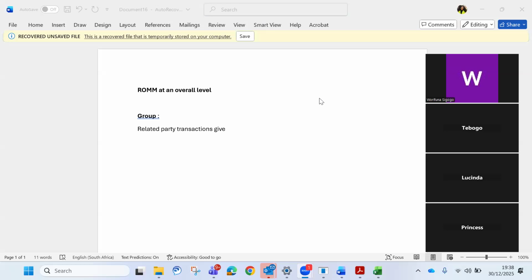You're welcome. So here you are, you're going to start. If you see a group, you need to look at this and say related party transactions give managers an opportunity to manipulate the results between related parties in order to increase profits.